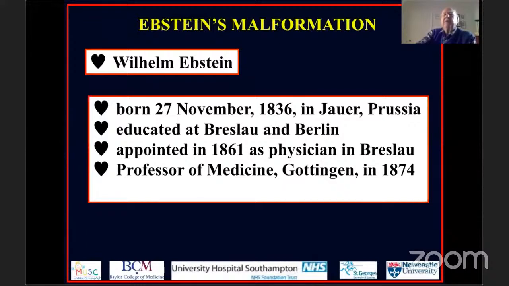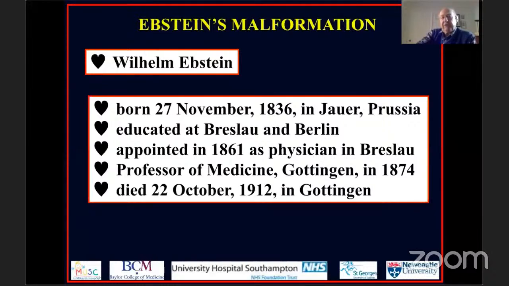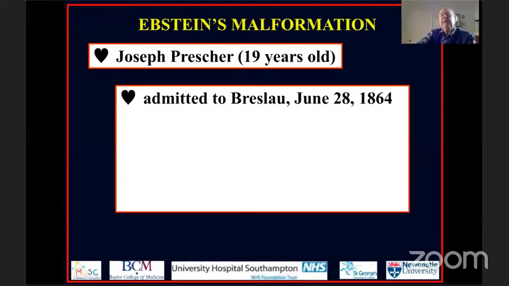In 1874, he was appointed as professor of medicine in Göttingen, probably the foremost of the German universities, and he remained in Göttingen for the remainder of his career, dying in 1912. But it's arguable that we should be calling Ebstein's malformation Prescher's malformation, because it was the heart of Joseph Prescher which stimulated Ebstein to make his descriptions.